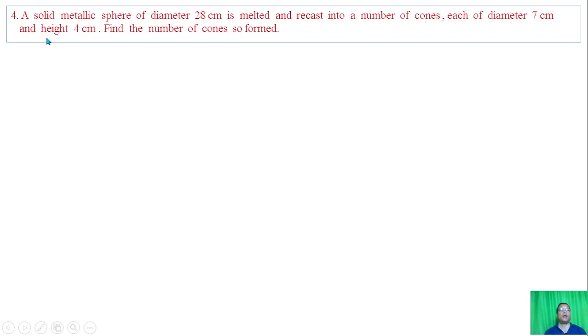Question number 4. A solid metallic sphere of diameter 28 cm is melted and recast into a number of coins, each of diameter 7 cm and height 4 cm. Find the number of coins so formed.